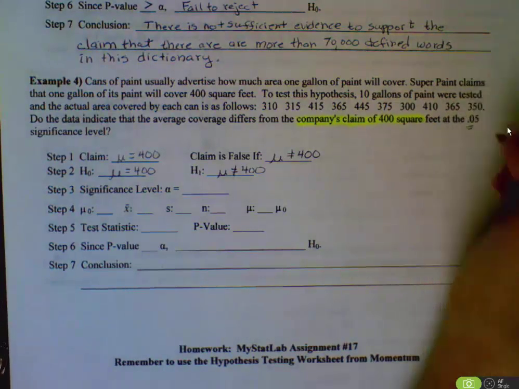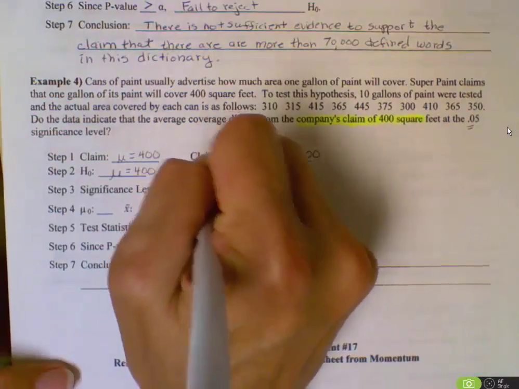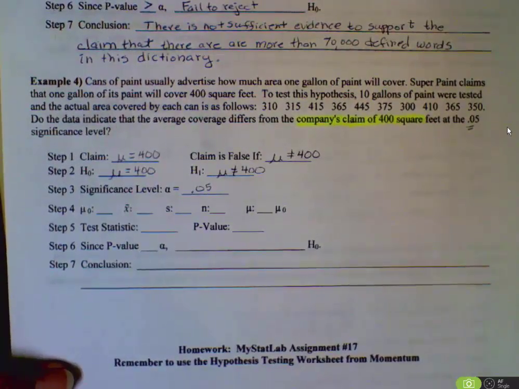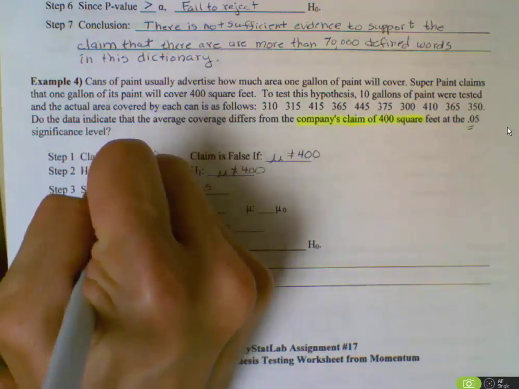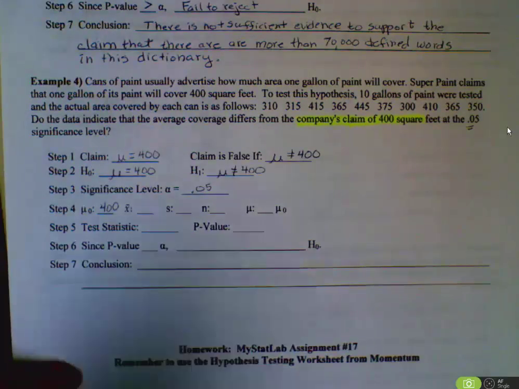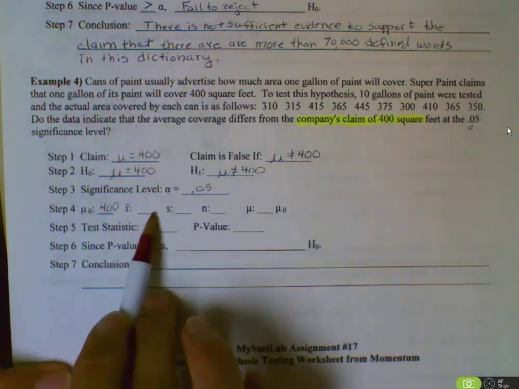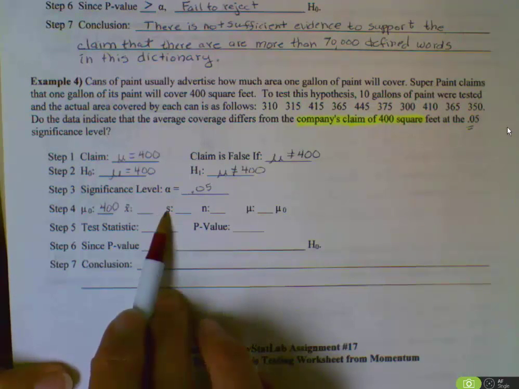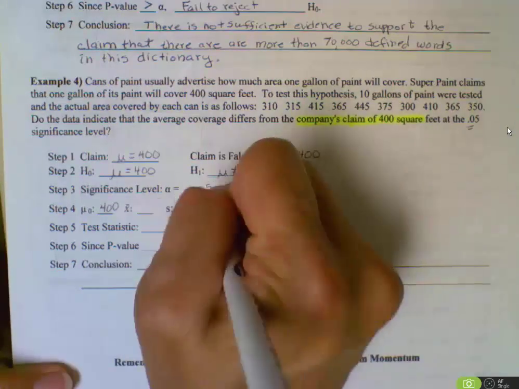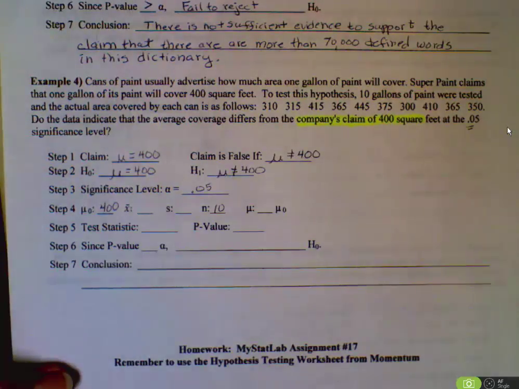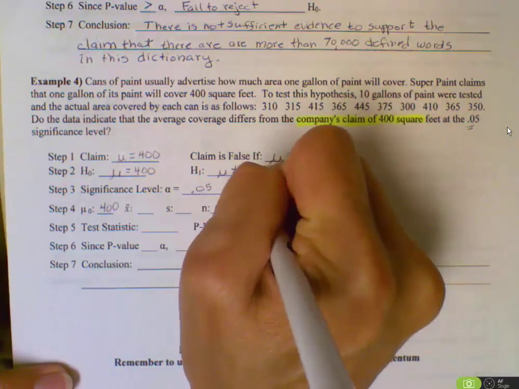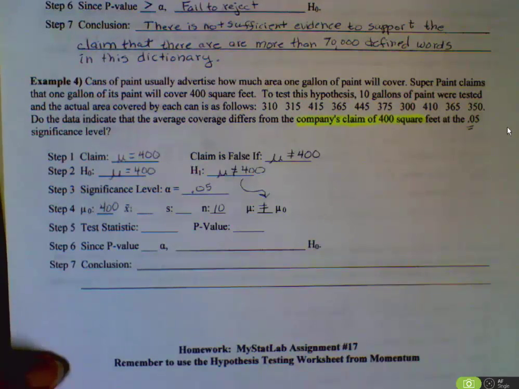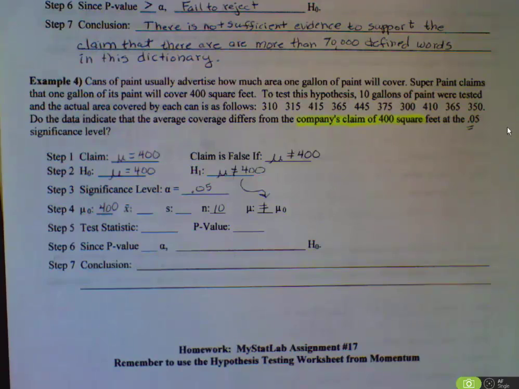I'm asked to use a 0.05 significance level. The mean in the null hypothesis is the 400. I'm not going to enter the sample mean and the sample standard deviation because I'm going to use my raw data instead. My sample size was 10 gallons of paint, and I want to conduct a two-tailed test because the alternate hypothesis has a not equals in it.